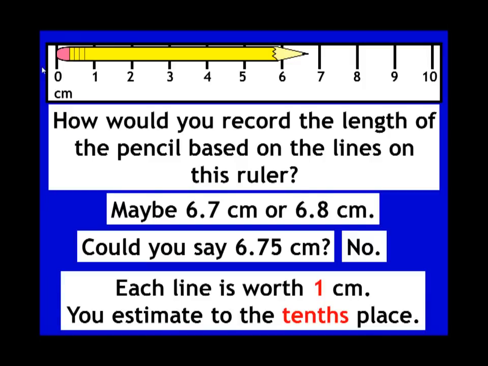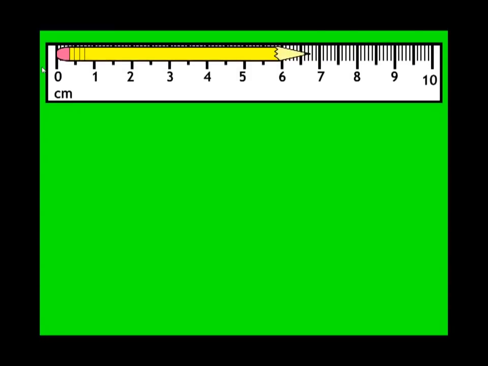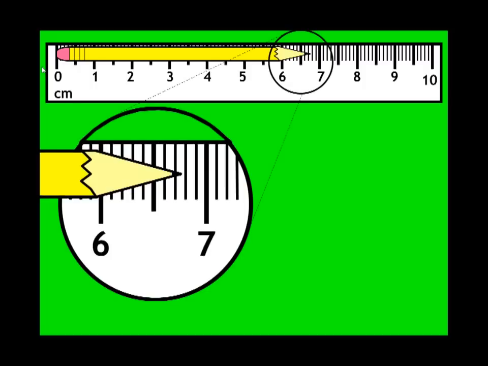And now finally, let's go to an even more precise ruler and measure the same object. So, as you can tell, this ruler has every line worth 0.1 centimeters. I'm going to give you a close-up of expanding what that looks like. So, we are now at a point where we can measure somewhere between 6.7 and 6.8. So let's say we think it's roughly about halfway between 6.7 and 6.8.